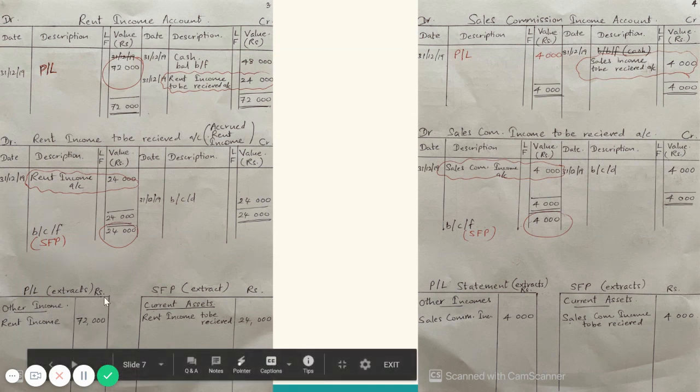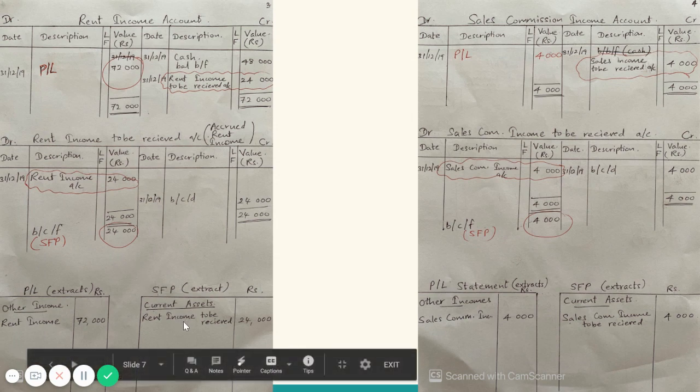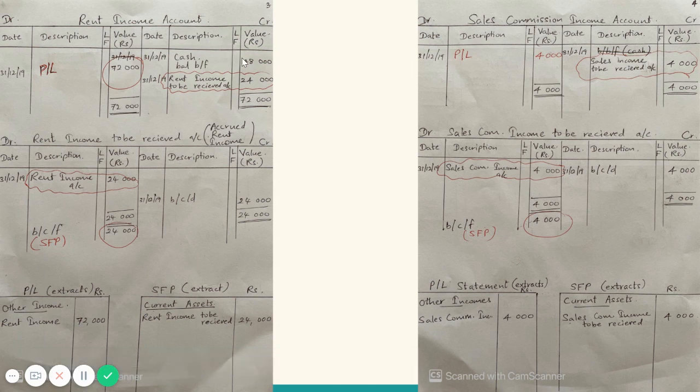The whole amount, the total amount must be considered under the accrual concept. So then this 24,000 will be a balance brought forward, or carried forward, of 24,000, a debit balance that must be shown under current assets. So this is an example where you have received half of the income, or 8 months income, and 4 months income has not been received.